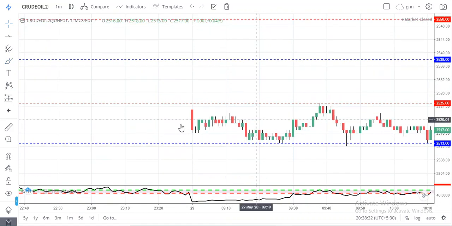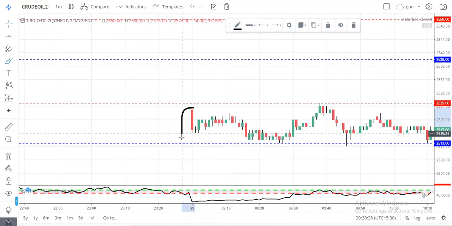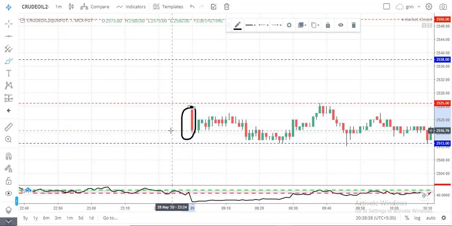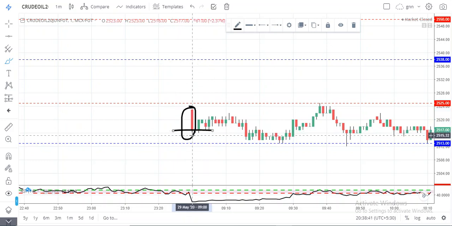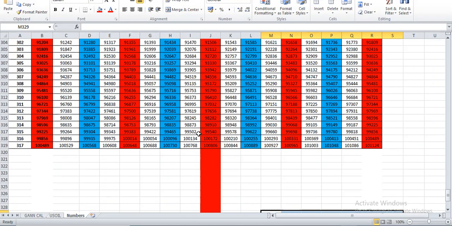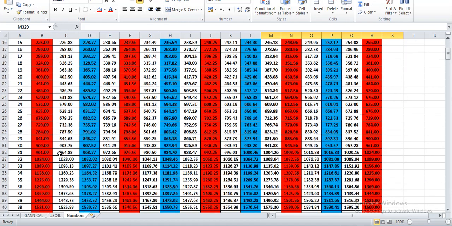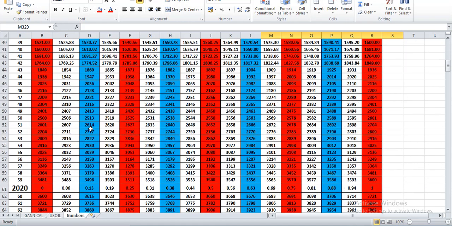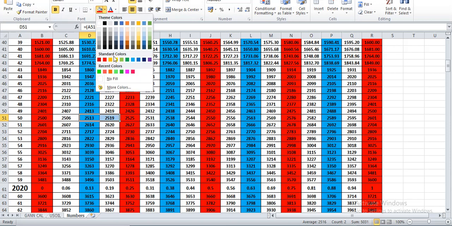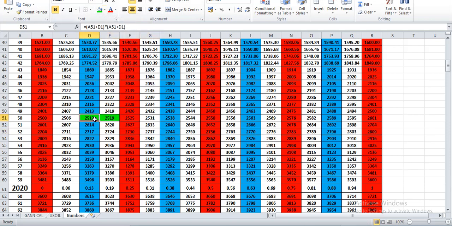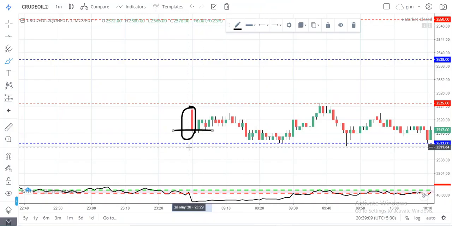So here we'll see the first 1 minute candle closed. This is the first 1 minute candle, and it closed at this level. Means the closing price is 2517. So I'm going to the chart, 2517 is the closing price. So 2517 means 2513 the value is here. Both the values are highlighted in green. So 2513 is the value and 2519 is the next value. So the price closed at 2517. So this is the 1 minute candle closing.